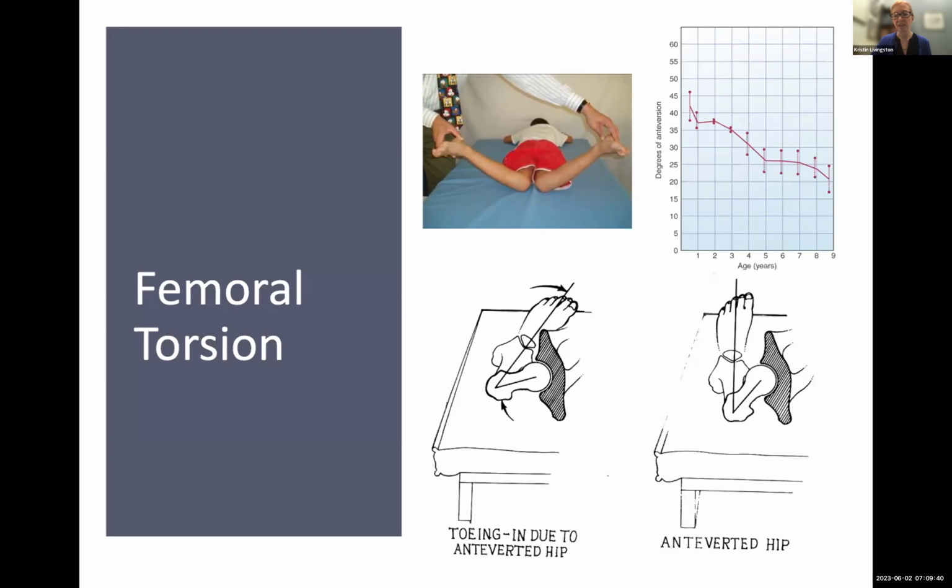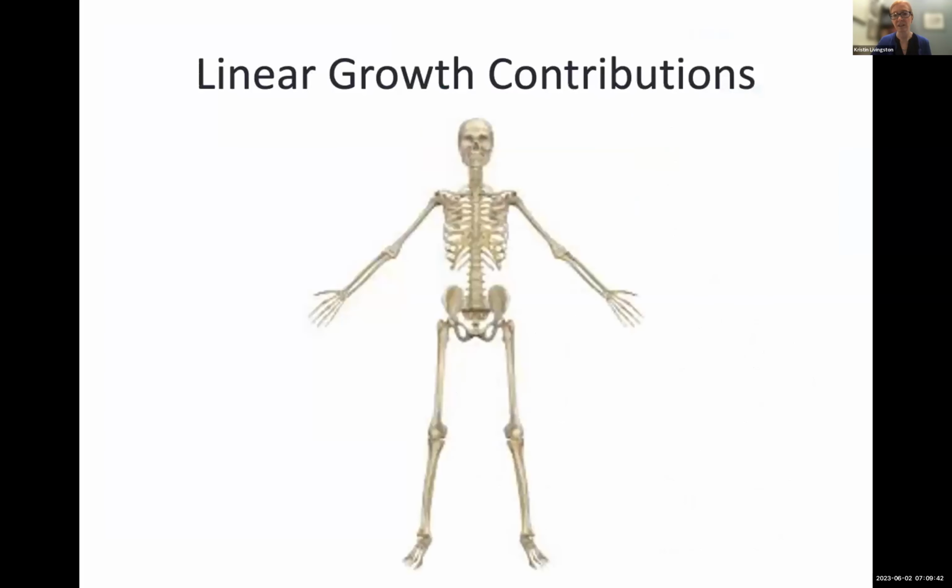So again, that's a normal part of childhood development. And then it's also very important to understand the linear contributions to growth, right? So obviously kids are growing at a rapid rate throughout their childhood. And we've got contributions to growth of the lower limb in multiple places.